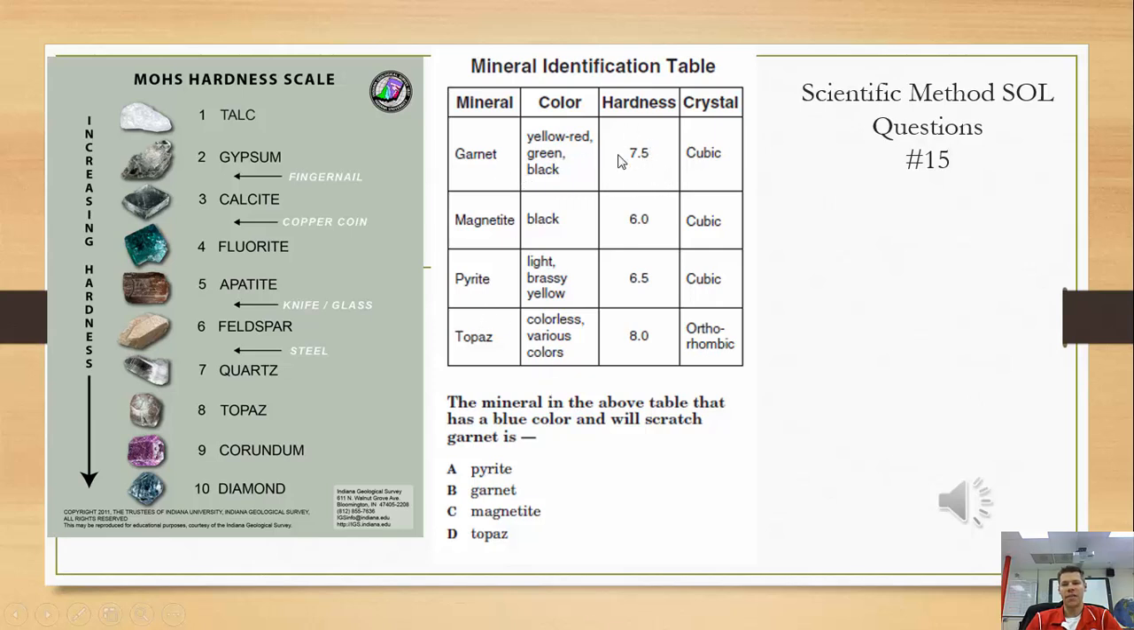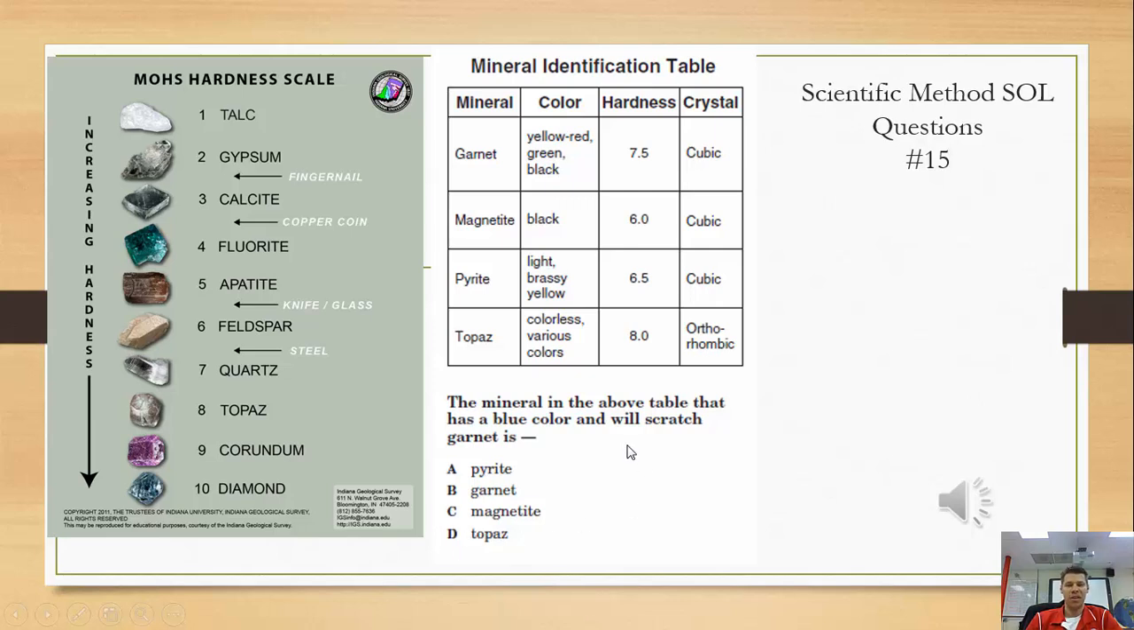Garnet has a hardness of 7.5. All right, that puts it right here between quartz and topaz on the Mohs hardness scale. So, because garnet is in between quartz and topaz, it's harder than quartz. So it will scratch quartz. But because topaz is an 8, that means it's harder than garnet. Topaz will scratch garnet. And that's also given to you right here. Topaz is an 8. So our answer is D, topaz.